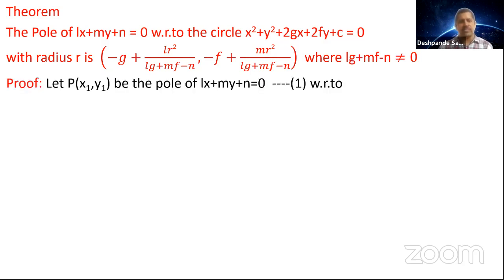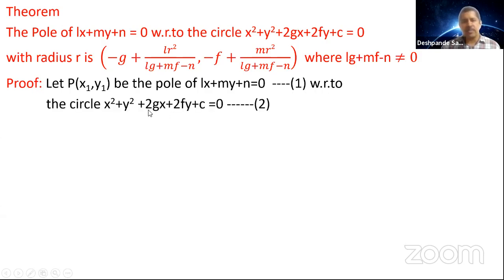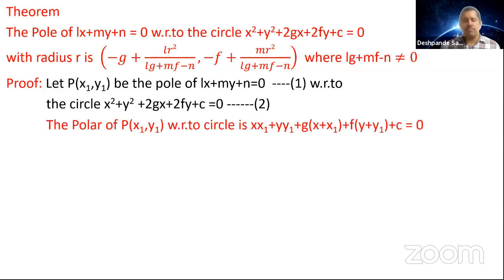So let us take the proof of this. You take the point P(x1, y1) to be the pole of lx plus my plus n is equal to 0 with respect to the circle x square plus y square plus 2gx plus 2fy plus c is equal to 0. So you got the line equation and the circle equation. What is the center? Minus g, minus f, right? So you are going to first find the polar equation. You are going to find the polar of the point. What is the point you have taken? x1, y1. You are going to find the polar of the point.